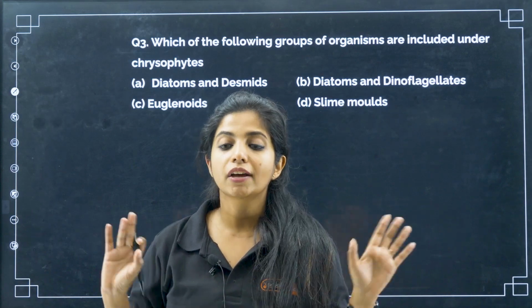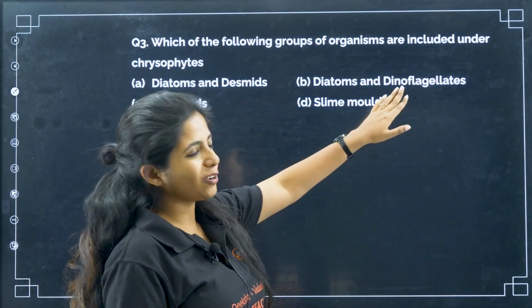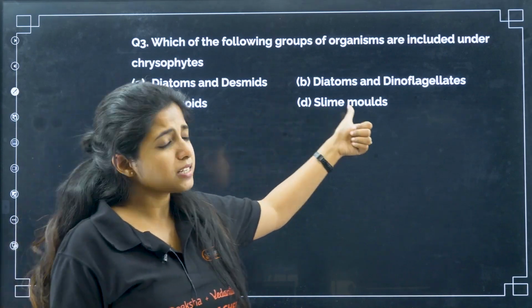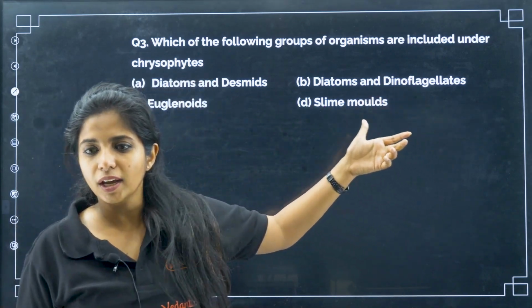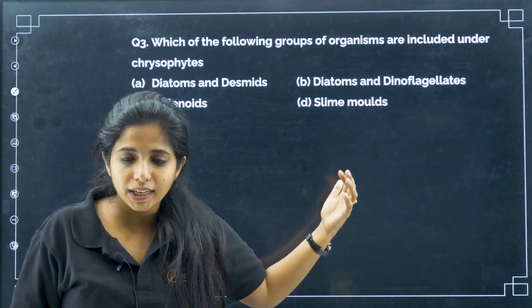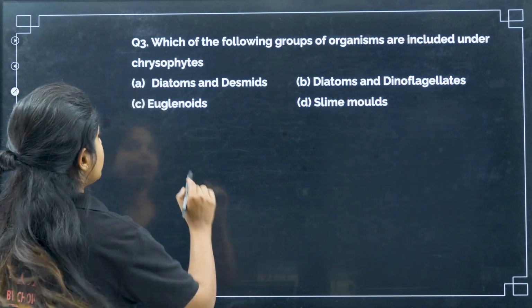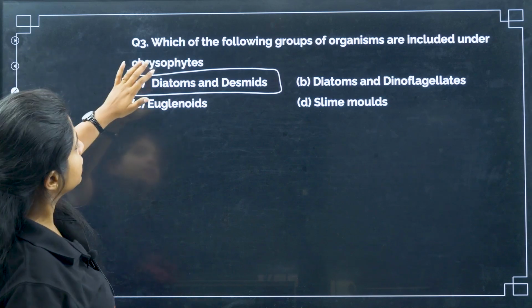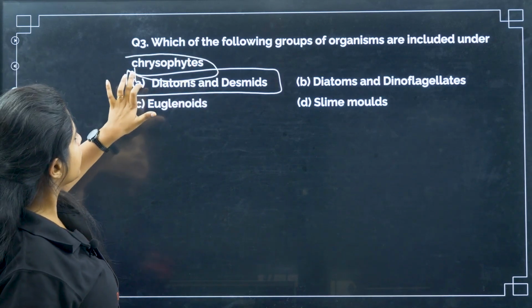Now these things do not have flagella and things like that. So we can rule out dinoflagellates. Dinoflagellates have flagella. Even euglenoids have flagella. Slime moulds are fungi-like things, okay? Even though they are under Protista, they are fungi-like. So the only things left are diatoms and desmids. So they are the ones that are included under what?